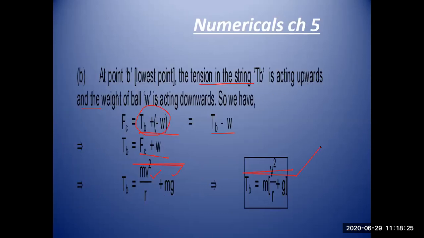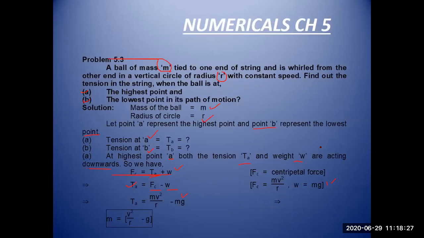In this problem, you were asked to find the tension at A and the tension at B. So you considered the forces acting at the highest point and at the lowest point. This is the highest point where tension and weight are added. When calculating tension at A, it will be the difference of centripetal force and weight. Weight is acting outward, but the centripetal force is acting inward. So this will be the total amount of the tension acting.